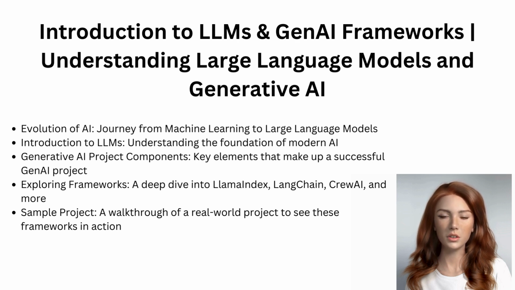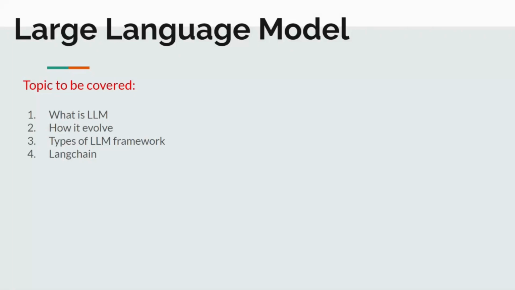AI, machine learning, generative AI, LLM. Today's session is about LLM and its framework, LangChain. So what is basically LLM, and what are the topics we are going to cover in this session? The first one is what is LLM. Second is how it evolved and the types of LLM frameworks, and then our main framework which we are going to discuss in this session is LangChain.